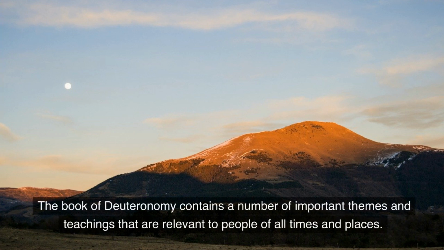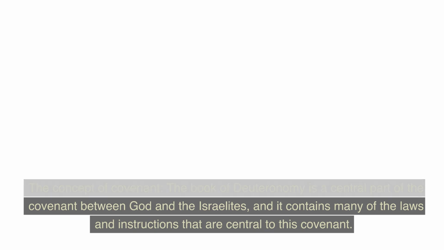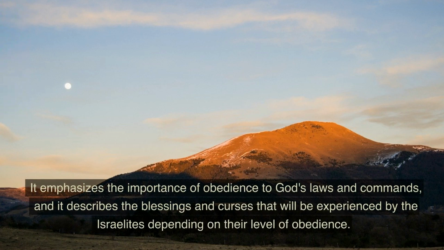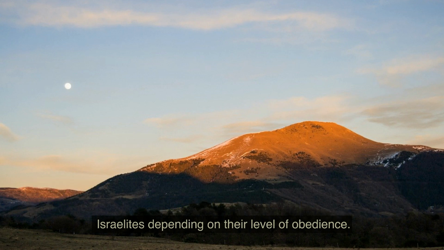The Book of Deuteronomy contains a number of important themes and teachings that are relevant to people of all times and places. Some of these themes include the concept of covenant. The Book of Deuteronomy is a central part of the covenant between God and the Israelites, and it contains many of the laws and instructions that are central to this covenant. It emphasizes the importance of obedience to God's laws and commands, and it describes the blessings and curses that will be experienced by the Israelites depending on their level of obedience.